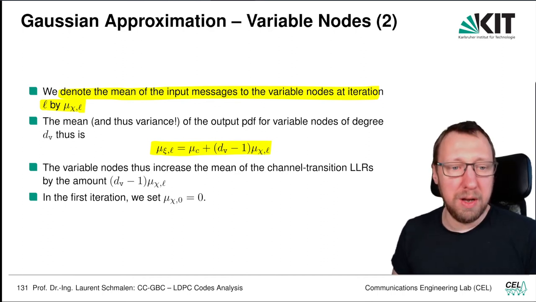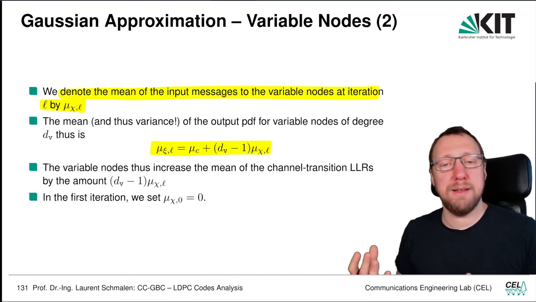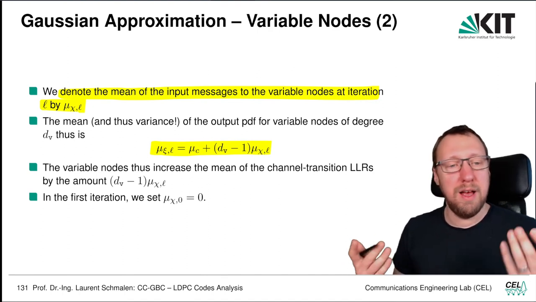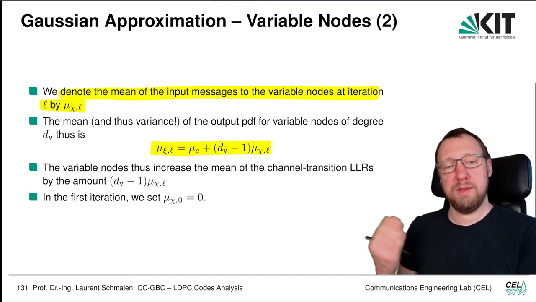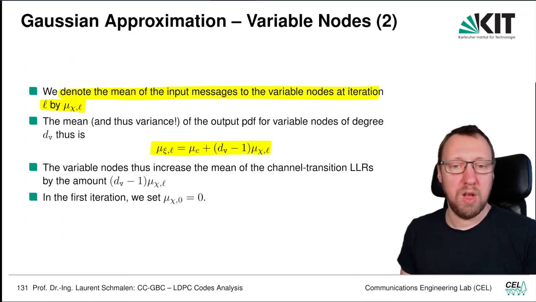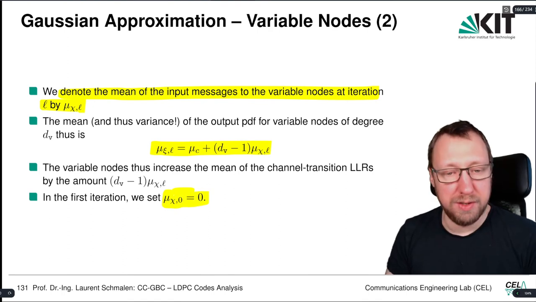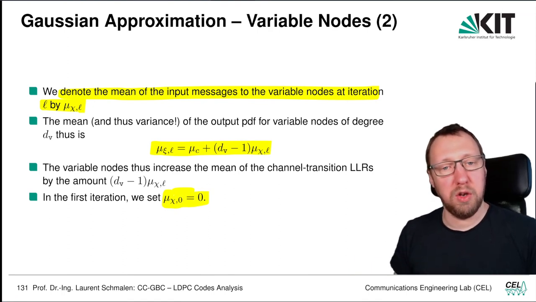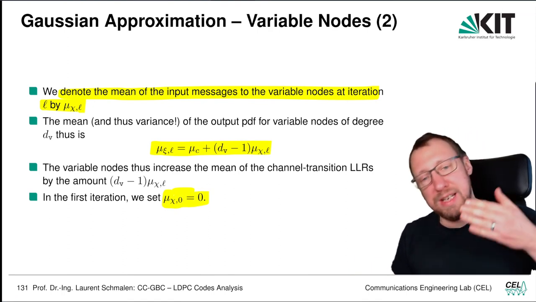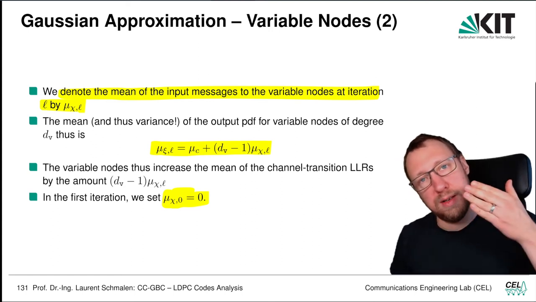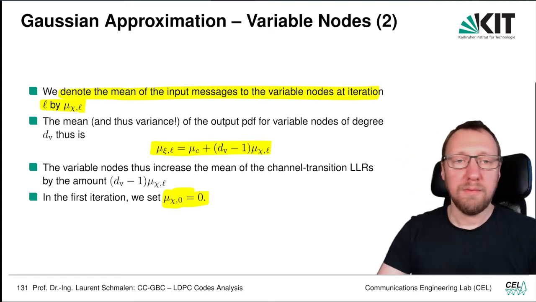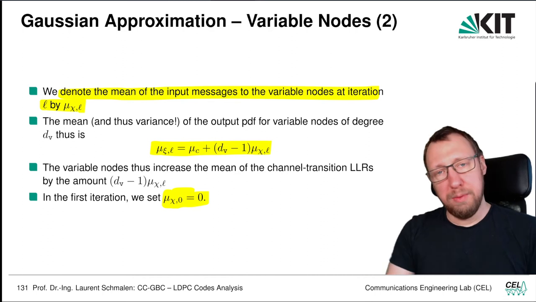So the variable nodes essentially increase the mean of the channel transition LLRs by dv minus 1 times mu chi L. And initially, mu chi 0 is equal to 0. That's the initial point, because in the first iteration we just have the channel output, nothing else. Okay, so the variable node is easy.